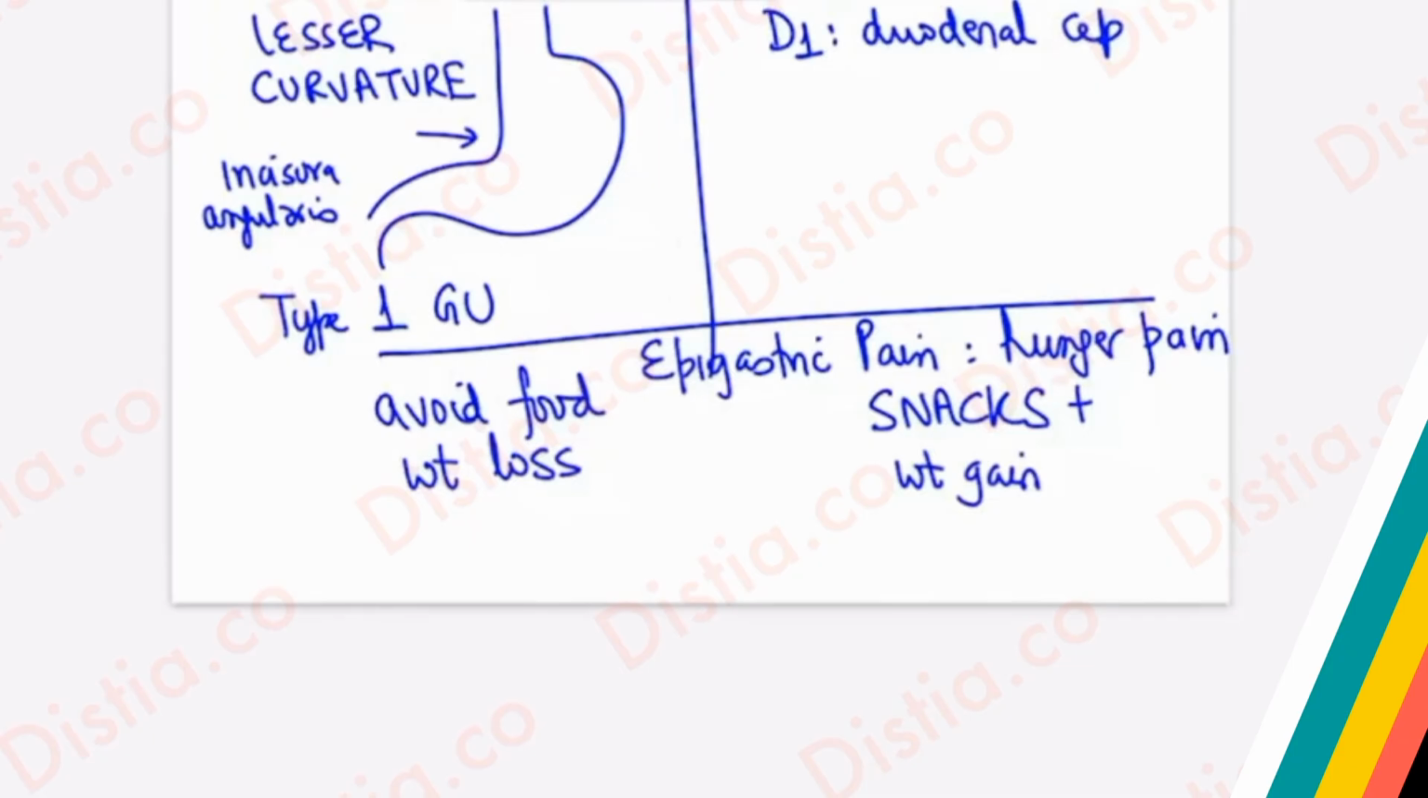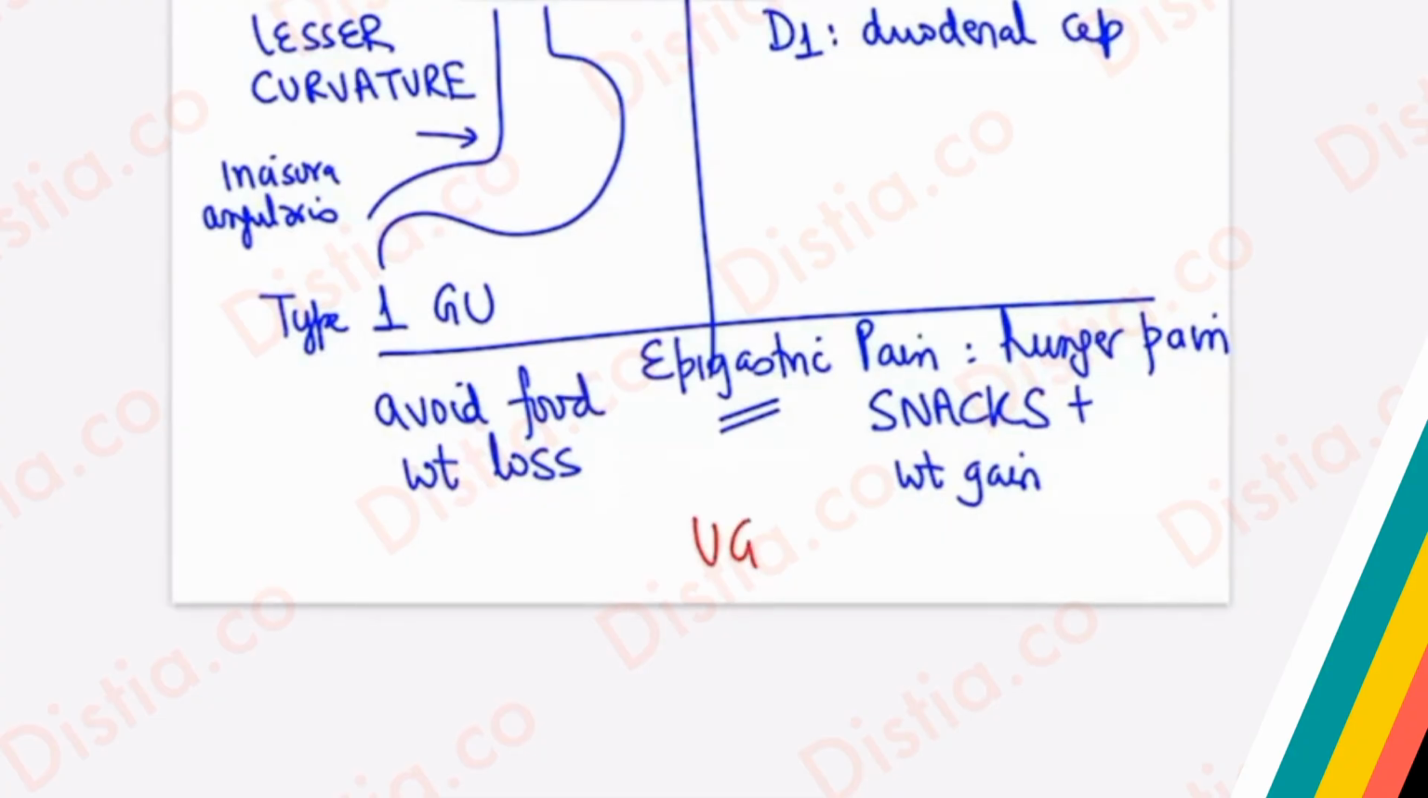This is not an absolute fact that all patients of gastric ulcer will lose weight and all patients of duodenal ulcer will gain weight. But this is the kind of manifestation that is seen, and obviously there's a distinct possibility that clinically you may not be able to differentiate between the two presentations.